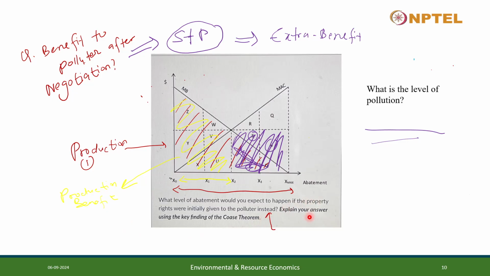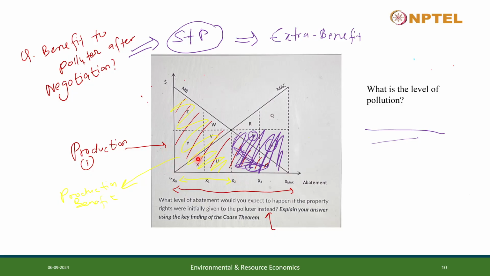And in the second case, when the property right is given to the polluter instead of the pollutee, instead of the victim, what is the level of pollution initially and post negotiation? Pre-negotiation, the polluter will pollute till its marginal benefit is zero. So till x max, the polluter will pollute. So when there is no negotiation, the level of pollution will be x max, and when there is negotiation, the level of pollution will be till x2. That is what we have discussed.